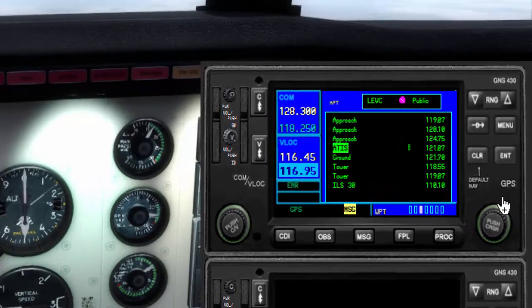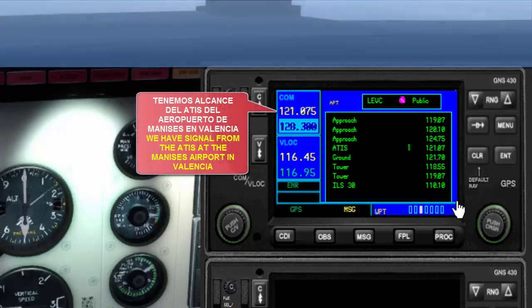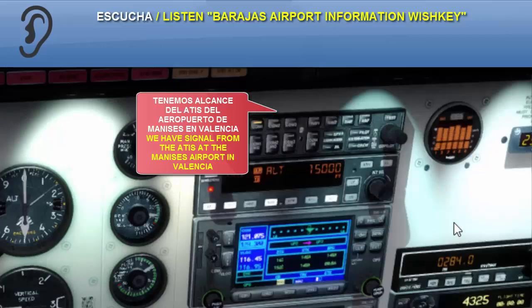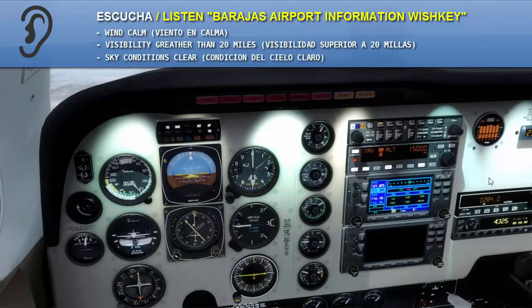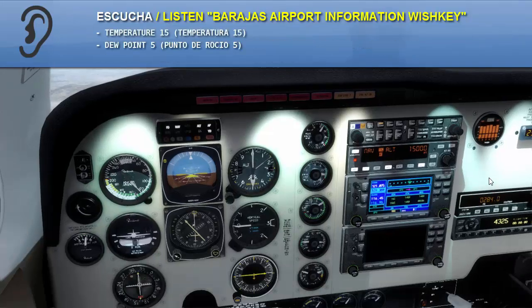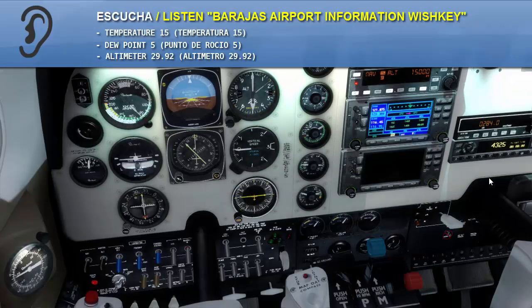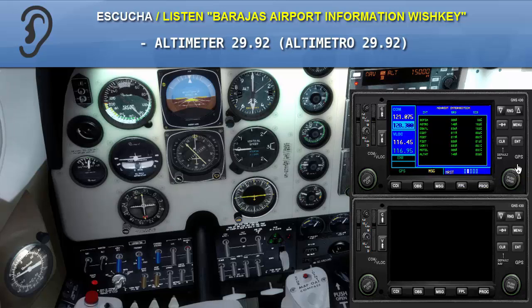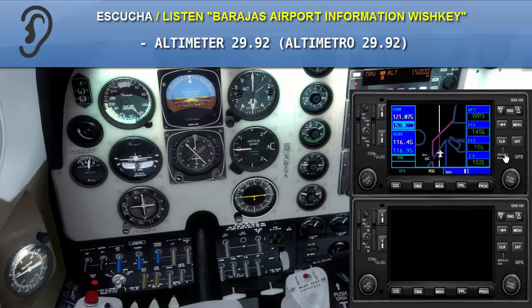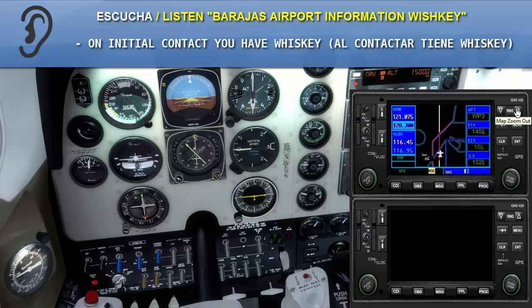For example, we can tune the ATIS frequency from the Manises airport in Valencia to see if we reach it. And yes, we are receiving the information from the Manises airport. And remember what I told you before about catalog information Whiskey. We have there the temperature, the dew point, and very important, how to calibrate our altimeter. And the altimeter calibration should be 29.92. Very important. We have something that you will find in charts that is called transition altitude.